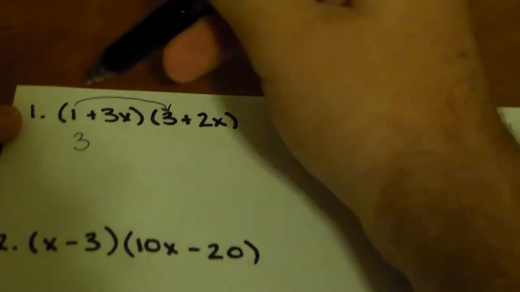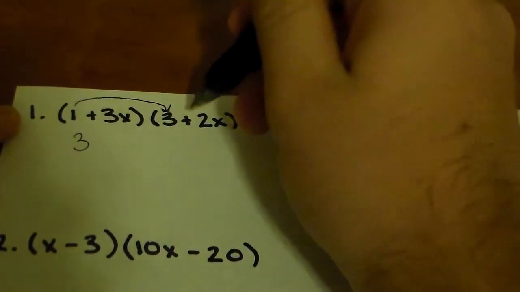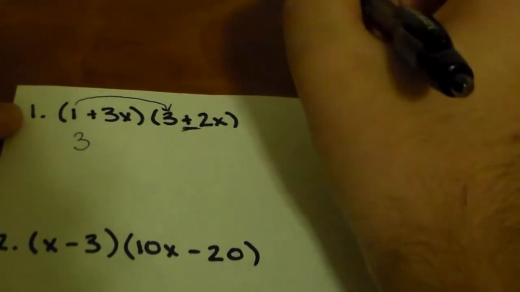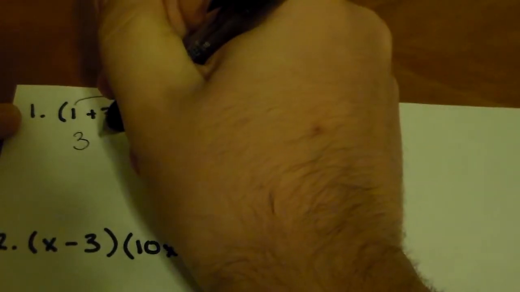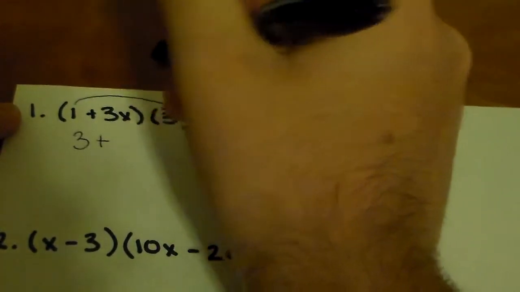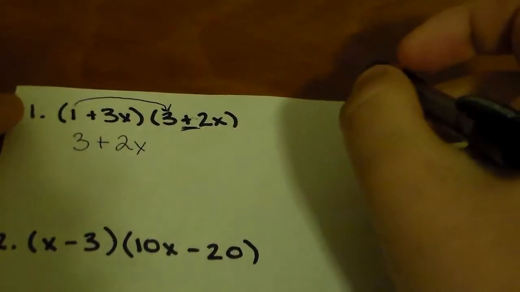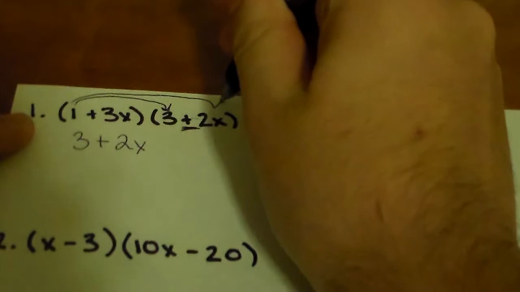So 1 times positive 2x. Depending on what the sign is in front of the second term is what you're going to put. So since this is a plus sign, you're going to put 3 plus 2x times 1. So it's going to be 3 plus 2x. And now, that was the O that we just did.